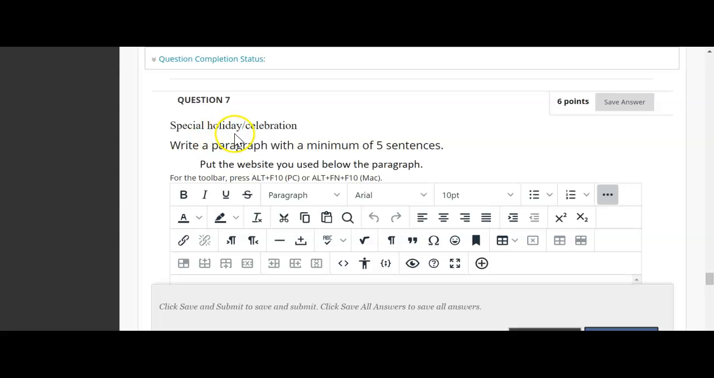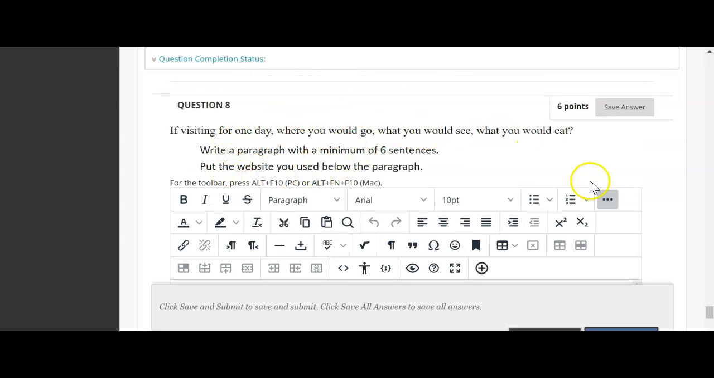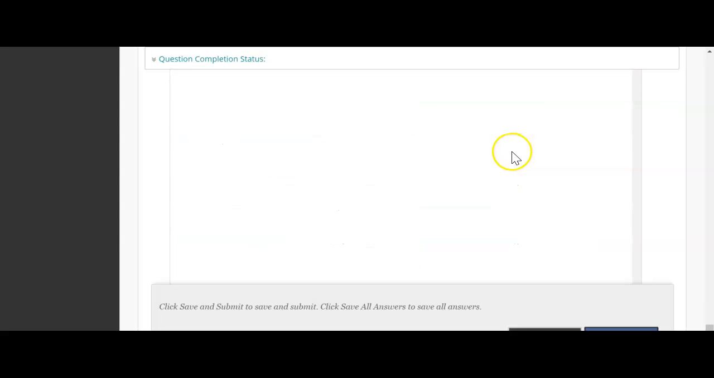A little more fun, a special holiday or celebration, how they celebrate it. And then the last one's meant to be fun. If you were going to spend one day, where would you go? What would you see? And what would you eat? Okay, that one's just meant to be fun.